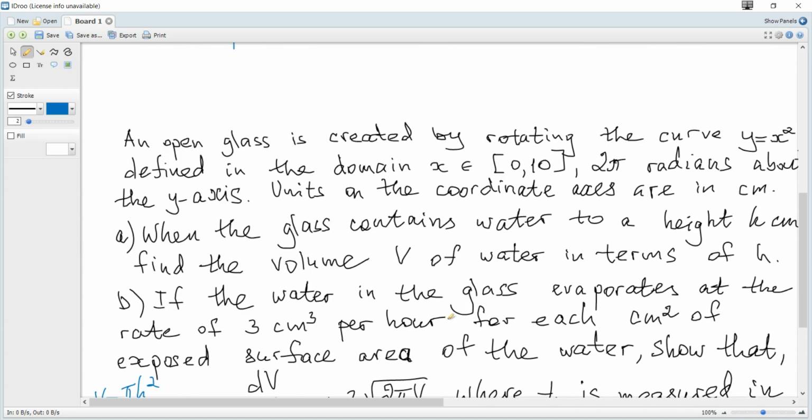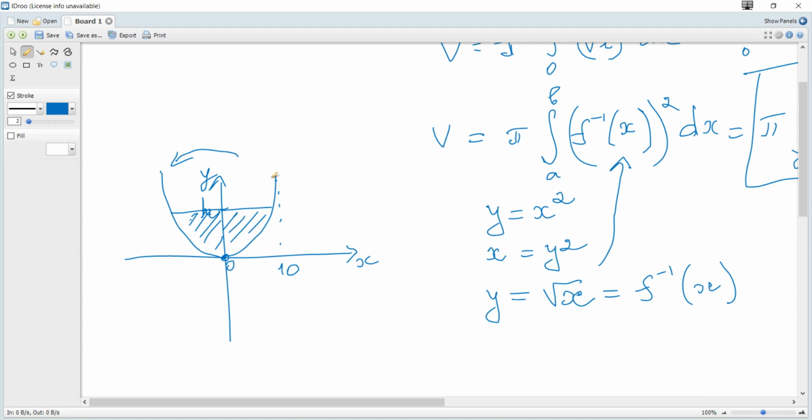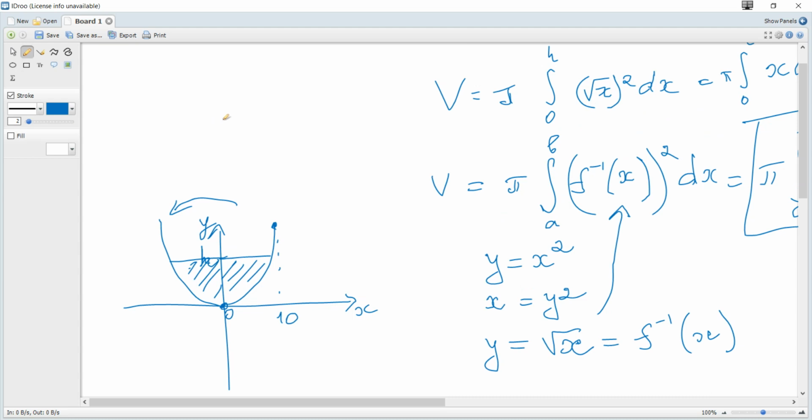Since our glass is created by rotating y equals x squared by 2 pi about the y-axis, in top view it becomes just this 10 centimeters, or at some height h, there is some x-axis, this distance is rotated 2 pi about the y-axis, so we will see a circle with radius x.